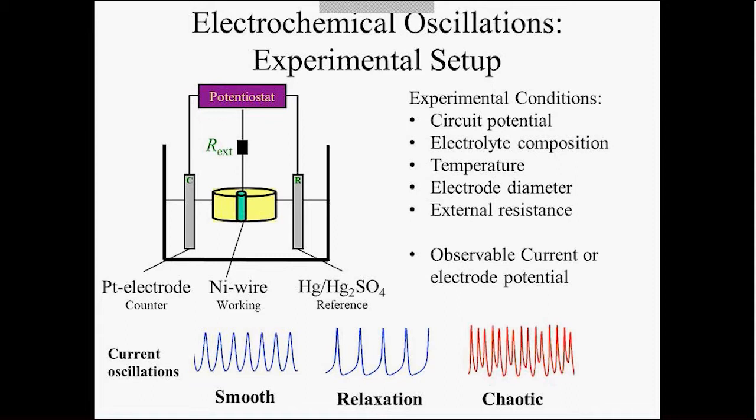And we can see a variety of types of nonlinear behavior in the system depending on what types of conditions that we apply, such as smooth oscillations, relaxation, or chaotic oscillations in the system. Today's talk will be mostly focused on the smooth oscillators.